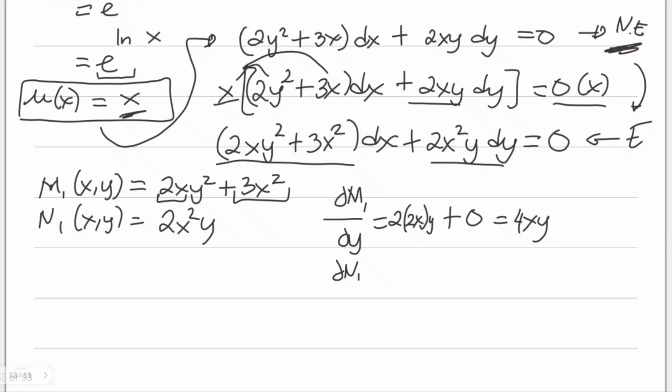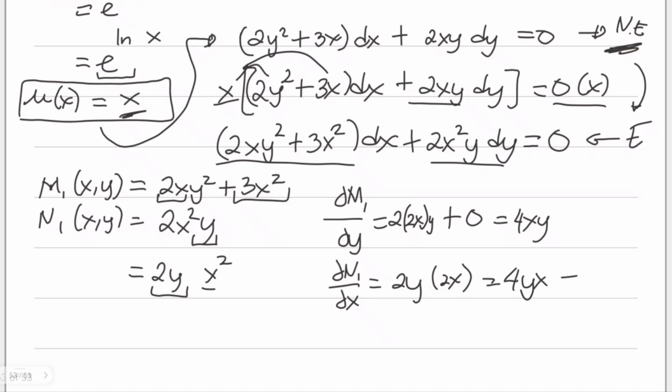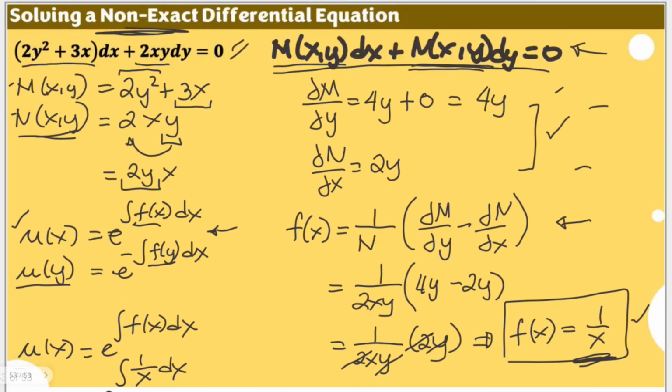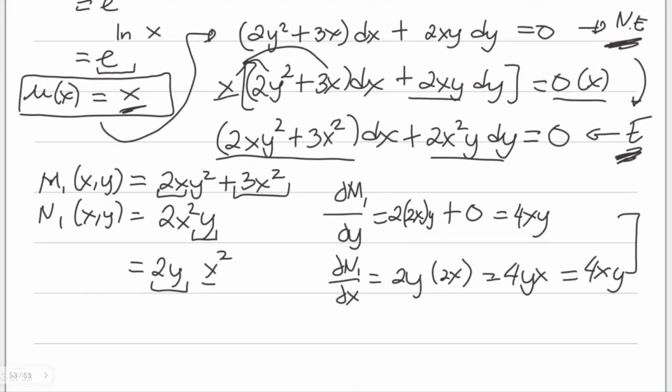The partial derivative of N with respect to x: we'll be treating y as a constant, so you can rewrite this as 2y, a constant, times x squared. So you will have 2y times the derivative of x squared, which is 2x, so you will get 4yx or 4xy as well. As you can see, we now have equality in our partial derivatives. That's why this resulted in an exact differential equation. So from a non-exact differential equation, we now arrive at an exact differential equation.